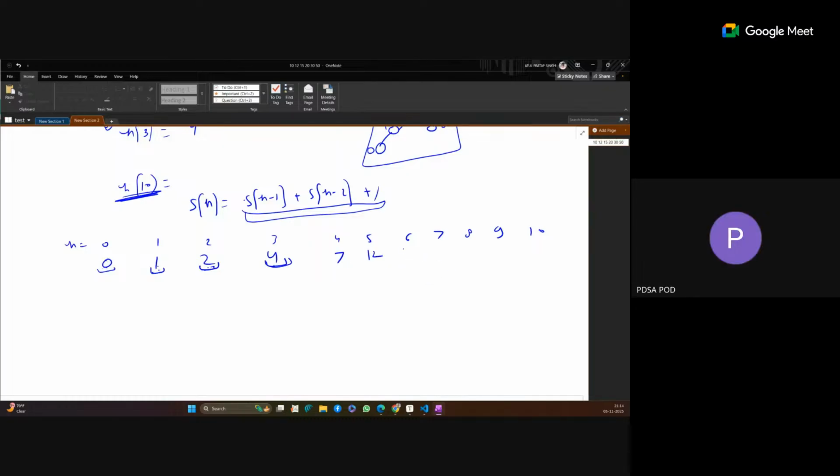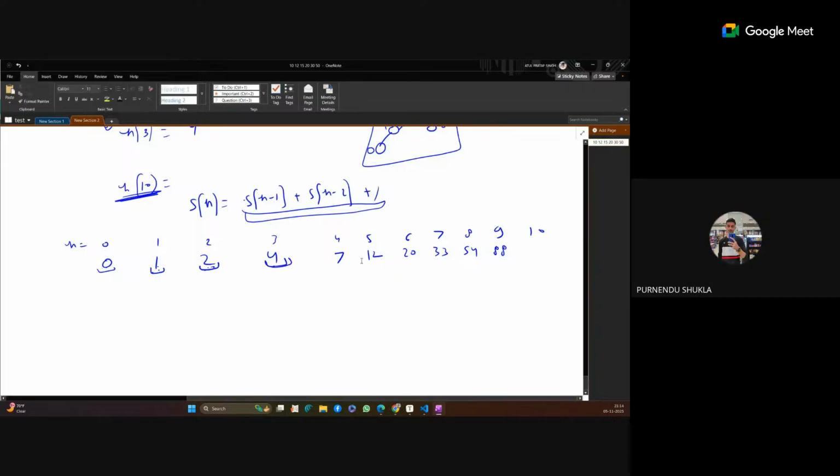Now next, 7 plus 4, 11, and 1, 12. So this is 19 and then 20. This is 32 and 33. This is 53, 54. Correctness of this formula relies on this fact only. Since this is a Fibonacci series, and we are adding 1 more than it, that means it will grow exponentially.